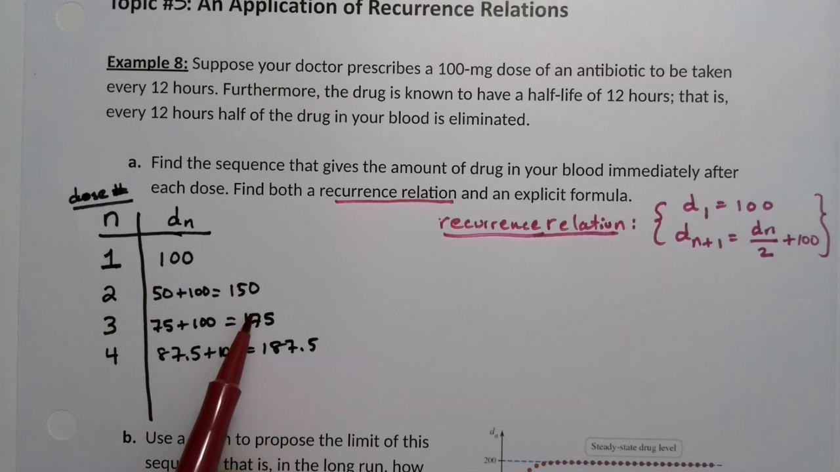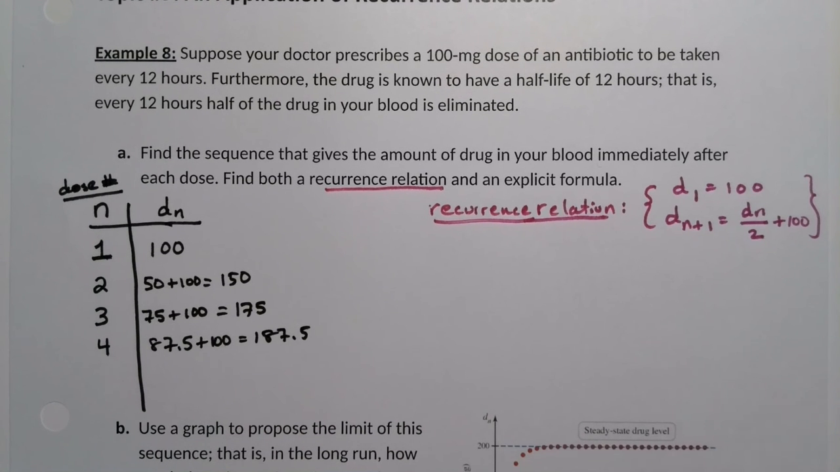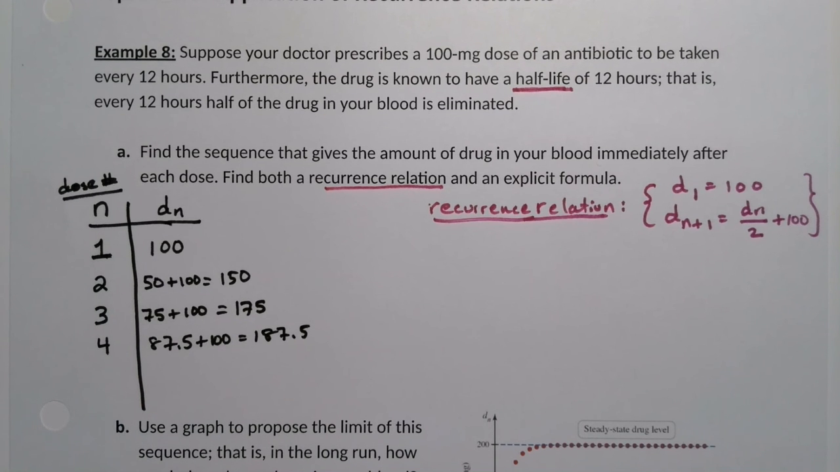We took that value, divided in half, and added 100. That's what we were doing, because of the half-life issue. That's the reason we're dividing by 2, because it has a half-life of 12 hours. So every dose time, it will be half of what it once was, so we're taking the last value and dividing it in 2. All right, that's not so bad.